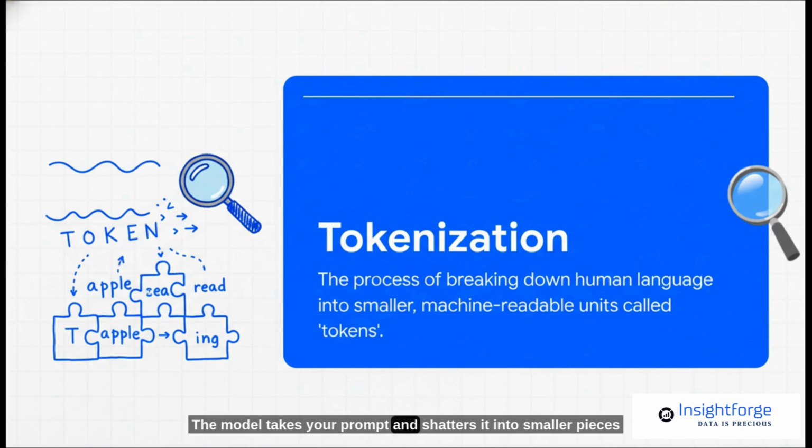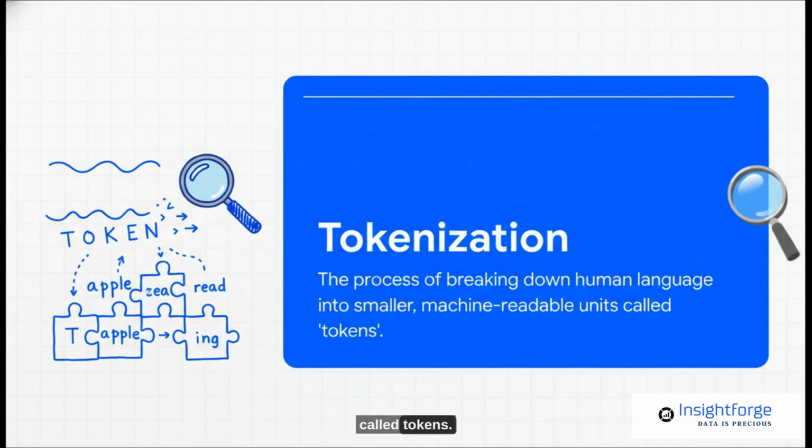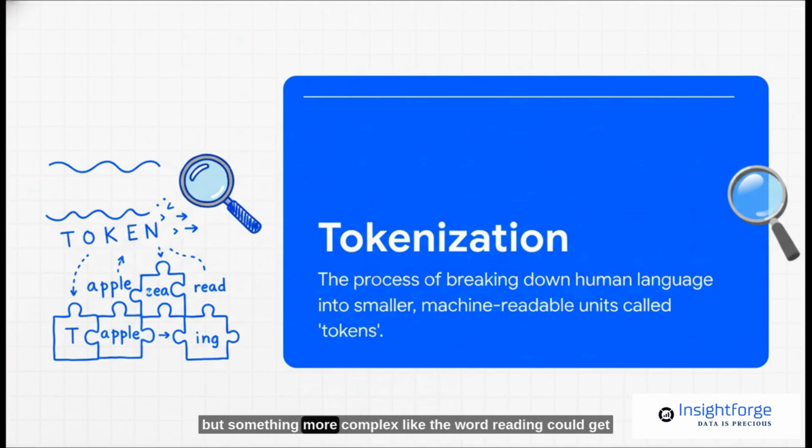The model takes your prompt and shatters it into smaller pieces called tokens. A really common word like apple might just be one token, but something more complex like the word reading could get split into two tokens, read and ing. This is a super clever trick because it means the model can handle basically any word you throw at it, even ones it's never seen before.